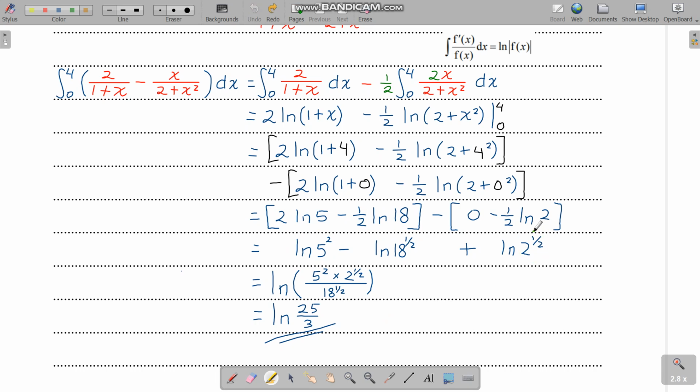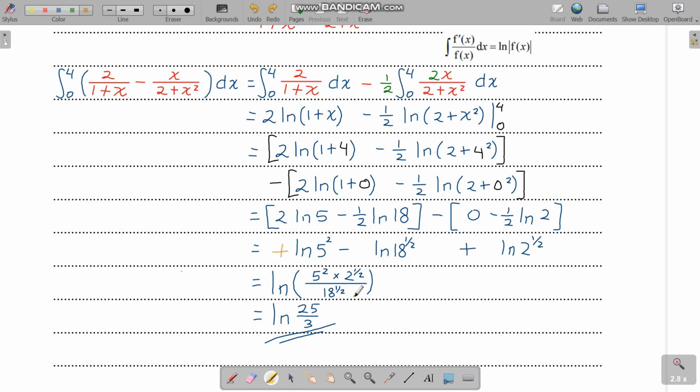And then when we have subtraction or division, we can combine them. Subtraction becomes division, addition becomes multiplication. Or just remember, if it's positive, put it above the division line. If it's negative, put it in the denominator below.